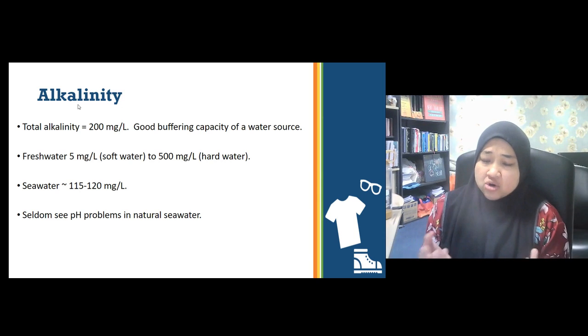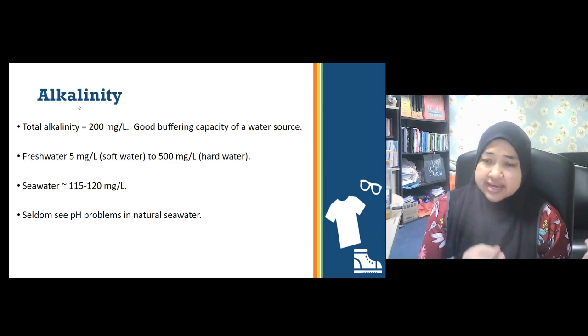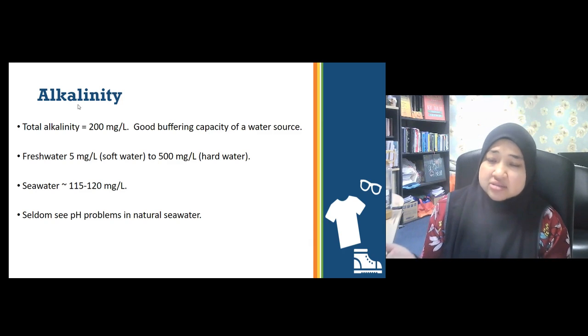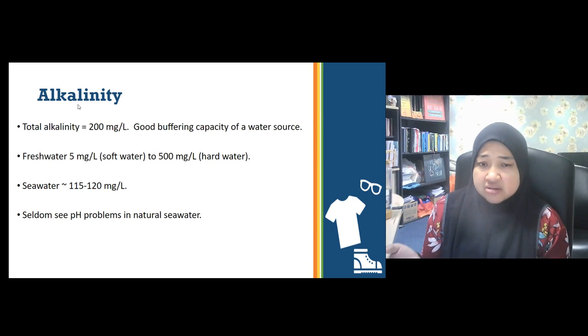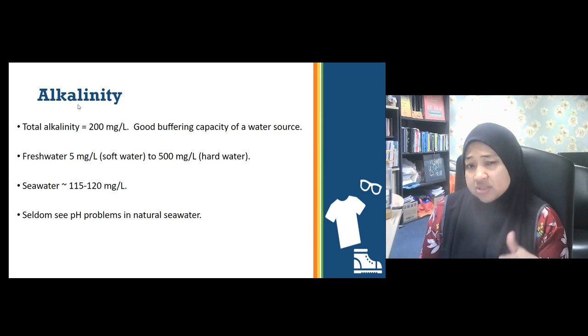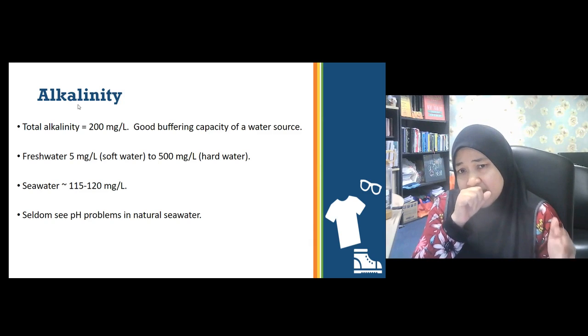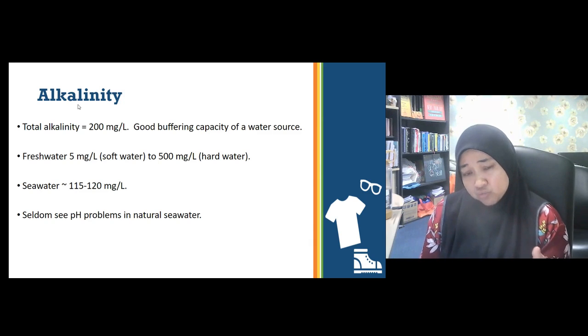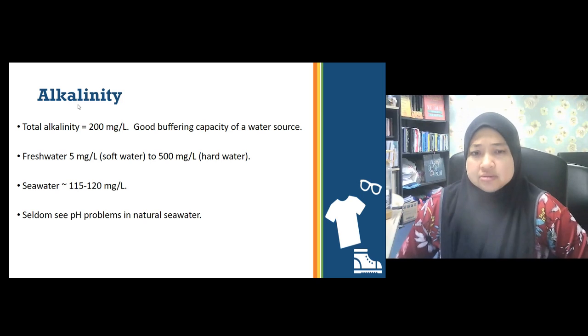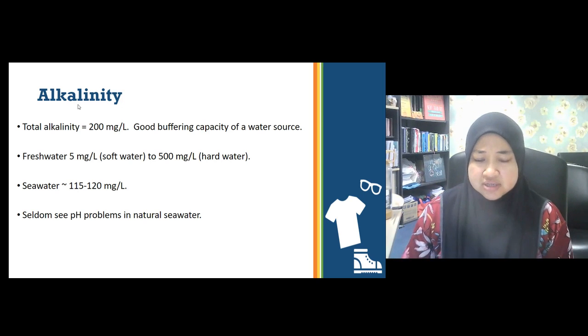So it depends on the fresh water at the certain location. In Malaysia, usually our fresh water, we can consider it as soft water. But in certain areas in the world, such as in the United Kingdom, they have a problem with lime scale, because they have a high alkalinity value in their fresh water, and eventually it also will disrupt their tap water.